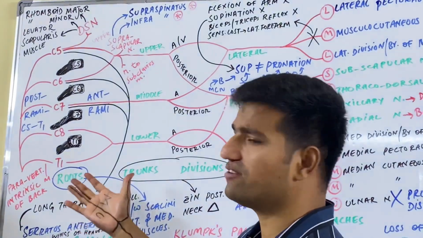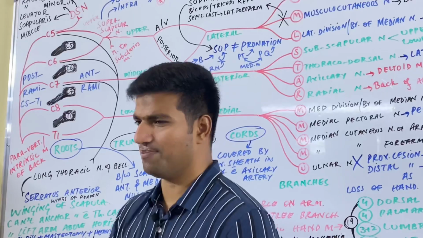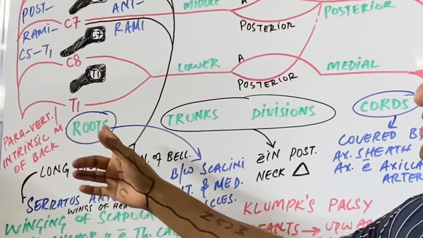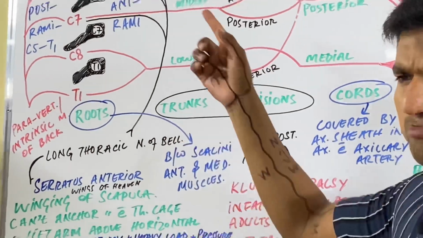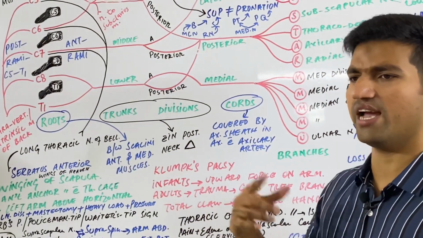First of all, nerve root value. You must not forget five things if you are studying the brachial plexus. First one is roots, starting from C5 to T1. Then we have trunks: upper, middle, and lower trunks. Then we have divisions: anterior divisions and posterior divisions.